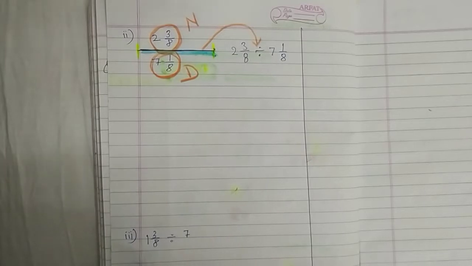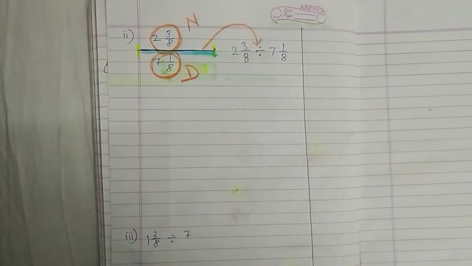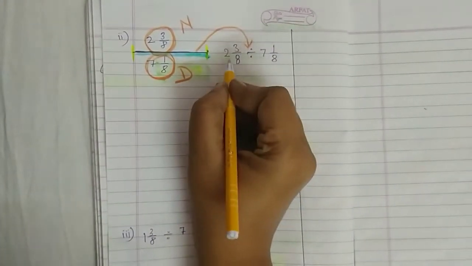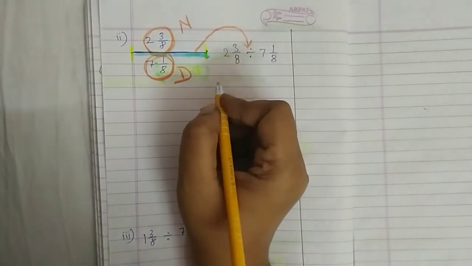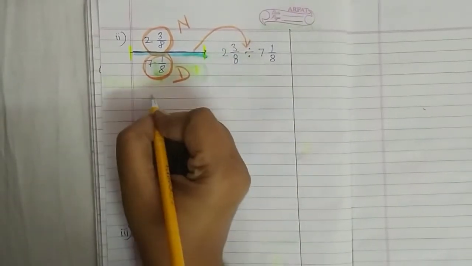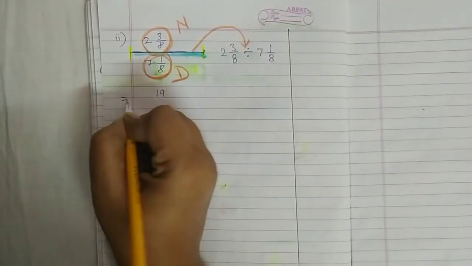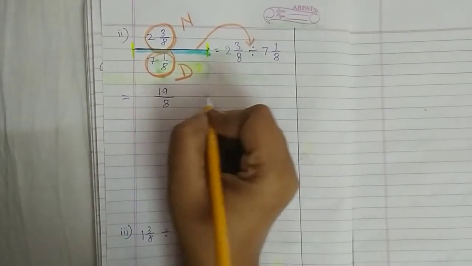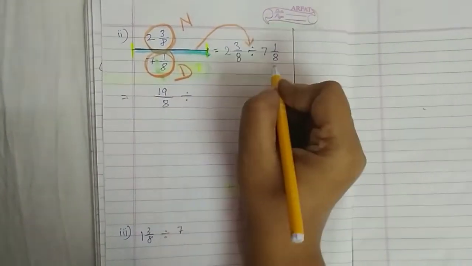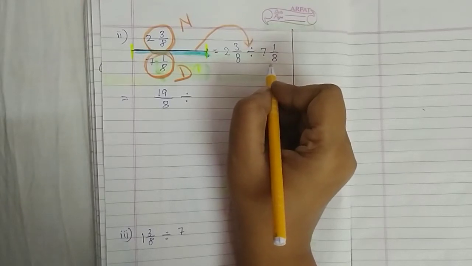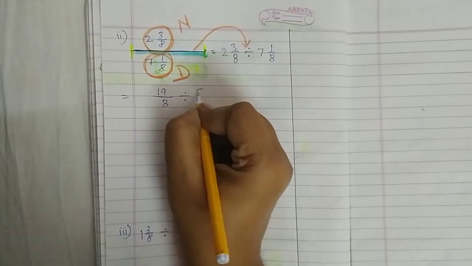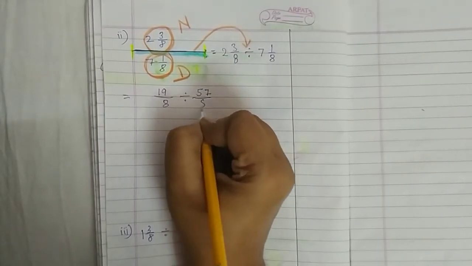Now, anything when it is given as a mixed fraction, what we have to do? We have to change into improper fraction. Simple. So 8 times 2 is 16, 16 plus 3 is 19. So 19 upon 8 divided by 7 times 8 is 56, 56 plus 1, 57 upon 8.